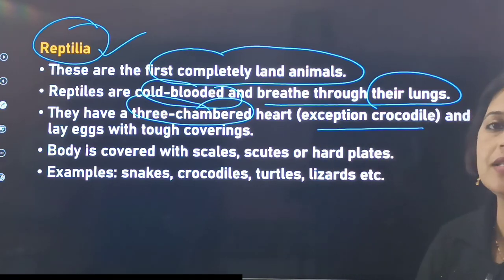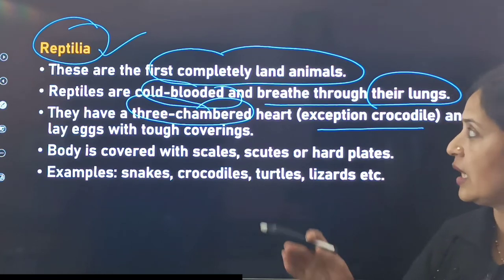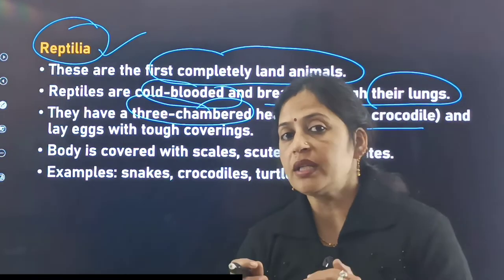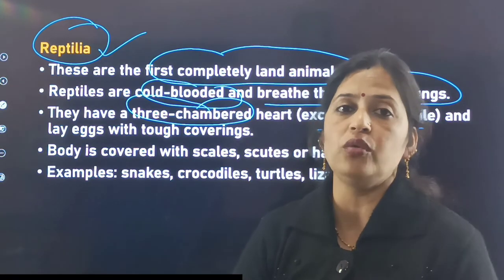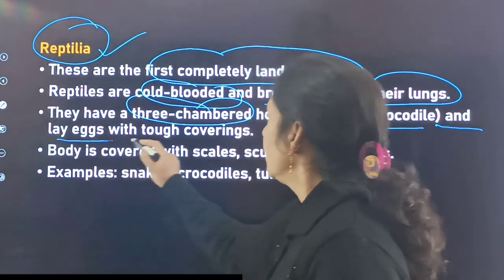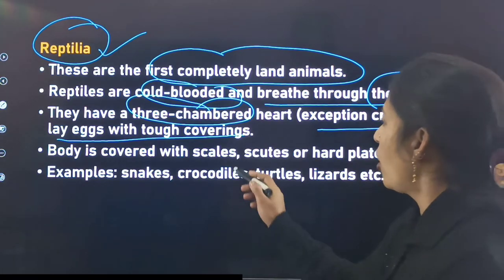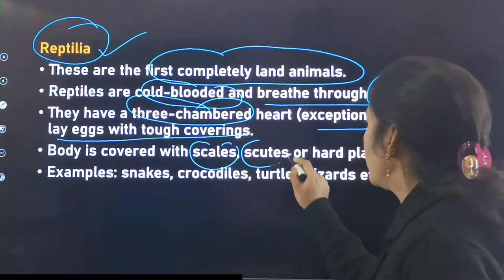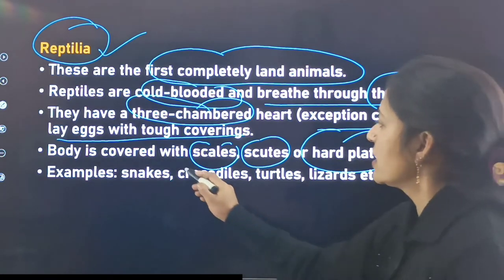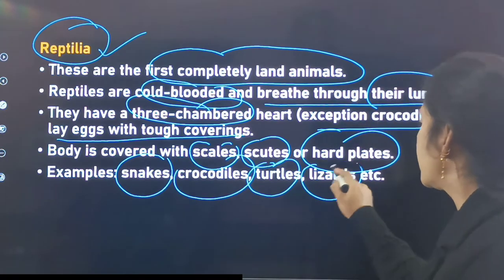The exception is in the case of the crocodile. All the organisms that fall under the category of reptilia have a three-chambered heart, but the exception is found only in the case of the crocodile. They lay eggs with a tough covering. The body is covered with scales, scutes or hard plates. Examples of the reptilia: snakes, crocodiles, turtles, lizards, etc.